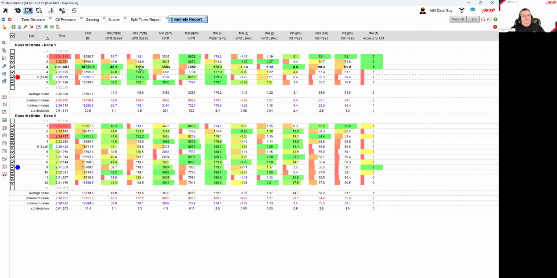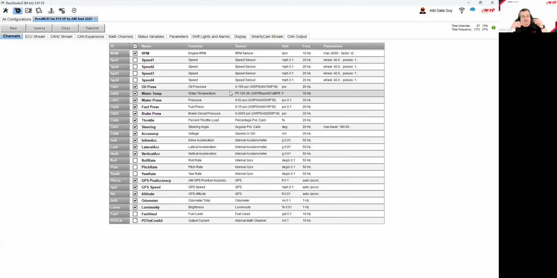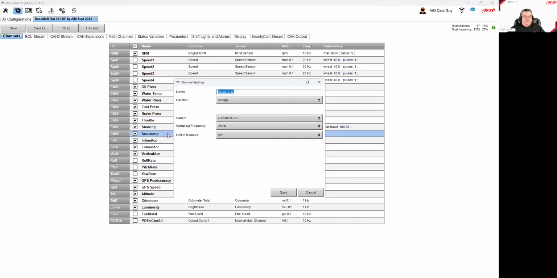I want to end this by going into his configuration real quickly and talking about some of the stuff that he had played with a little bit and wanted to understand. And this is the AccuSump. We just picked the channel and set it up as under voltage, generic 0 to 12 volts. We sampled at 20 hertz, and we wanted a measure of millivolts.